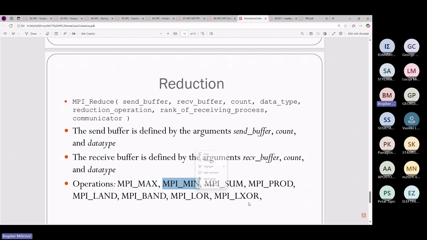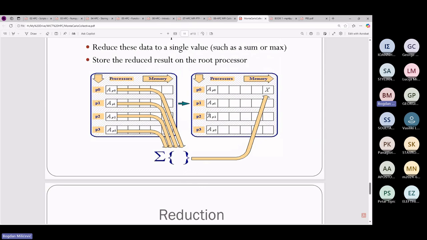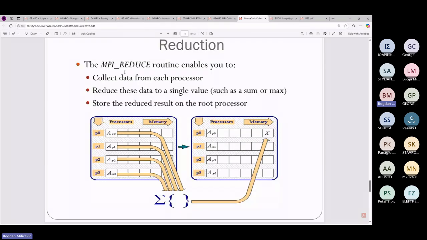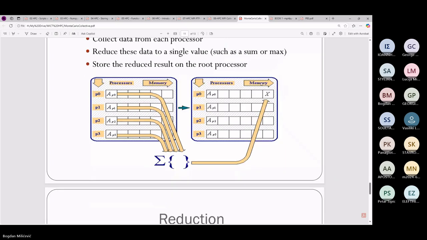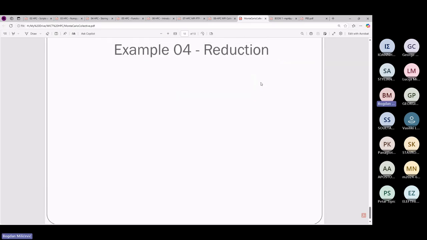Max, min, sum, product, logical AND, logical OR, and logical XOR, and so on. Binary AND, bitwise actually. Okay, so that's the reduction operation. Then we have the process that is receiving the results, and the communicator. So in this MPI reduce, only one process will have the total summation. In our sketch, that was process 0. Process 0 had the final value, and all of the others had some partial result.